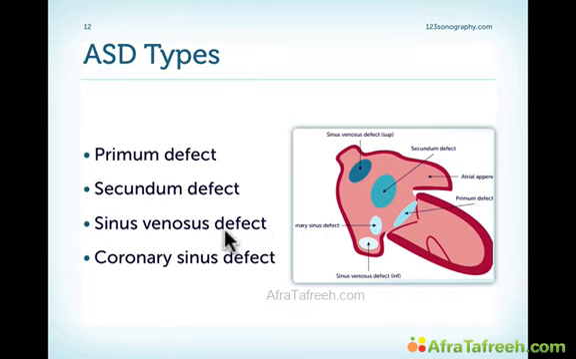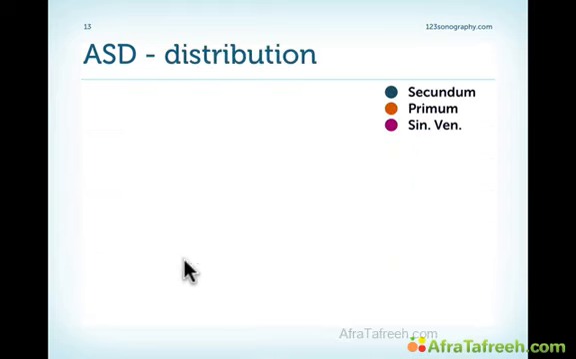And sinus venosus defect is actually not really in the septum. It's up close to the entrance of the superior vena cava. This is the most common form and called the superior sinus venosus defect. There's also, much less common, an inferior type of sinus venosus defect. And the rarest form of atrial septal communication is the coronary sinus defect or unroofed coronary sinus.